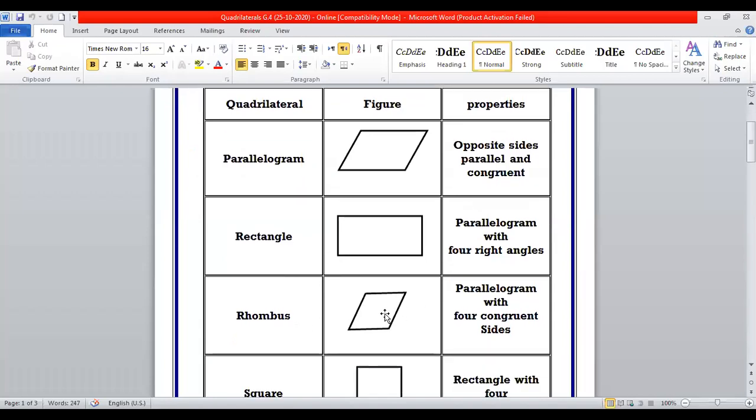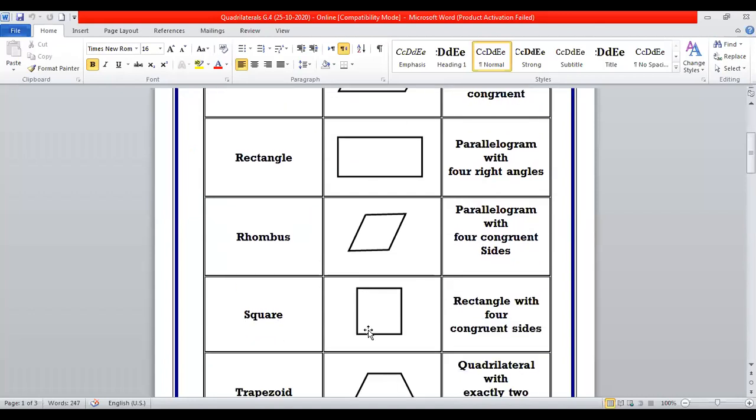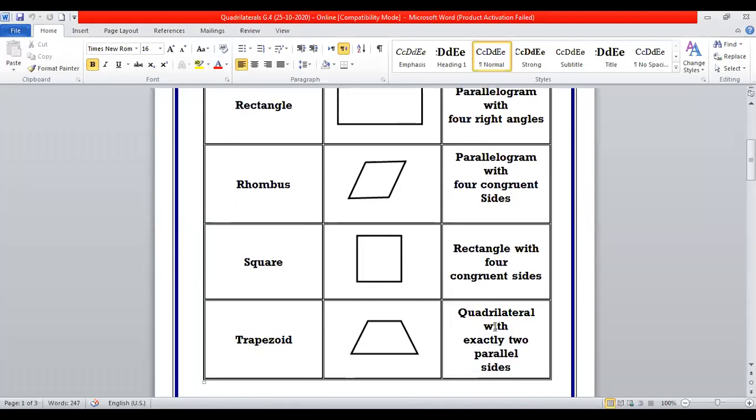Rhombus. In the rhombus, all its sides are equal in length, the opposite angles are equal in measure, and opposite sides are parallel. It's like the parallelogram, but it has four congruent sides. The rhombus is a parallelogram with four congruent sides. Square, all its sides are equal in length, opposite sides are parallel, and all its angles are equal in measure because it has four right angles. For that, we can say the square is like the rectangle, but with four congruent sides.